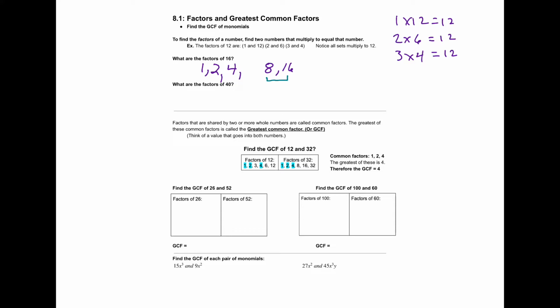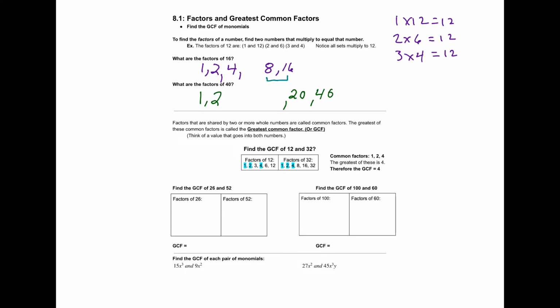So then let's also do 40. Once again, I'm going to start with 1 and 40. And then the next number is going to be 2. Feel free to pause the video, see if you can figure out the rest of the factors of 40 on your own. 2 times what equals 40? 2 times 20. So once again, I know there's no factors in between 20 and 40 then.